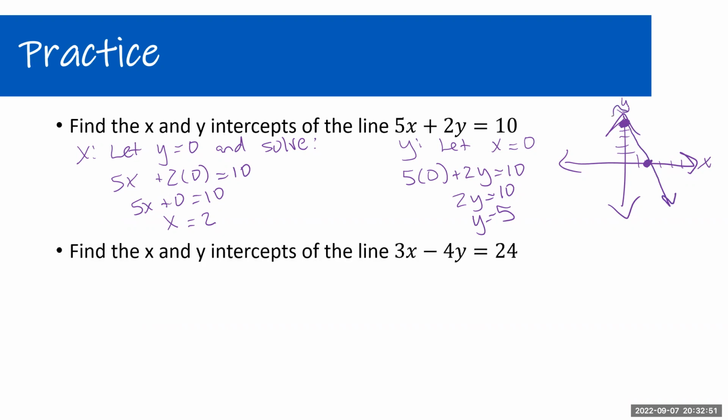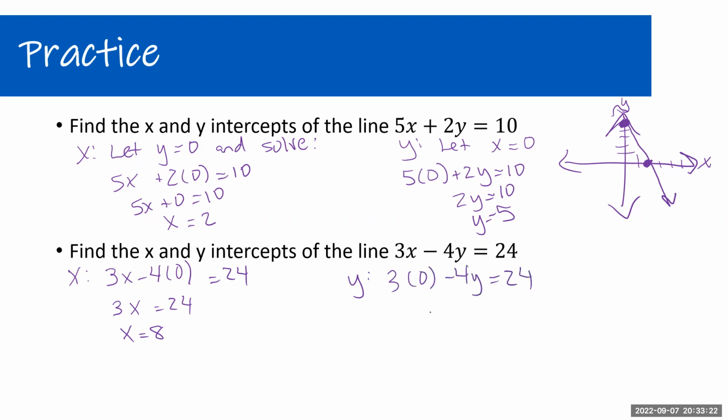Now let's find the intercepts of the line 3x minus 4y equals 24. Well, to find the x one, we're going to let y equals 0. So 3x minus 4 times 0 equals 24. So 3x is going to be 24. So x is going to be 8. And our y-intercept is going to be 3 times 0 minus 4y equals 24. Negative 4y equals 24. So y is going to be negative 6.